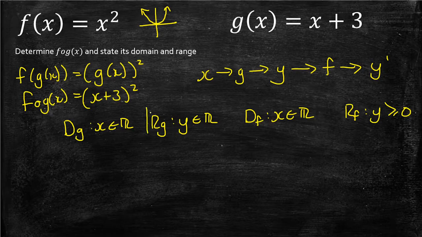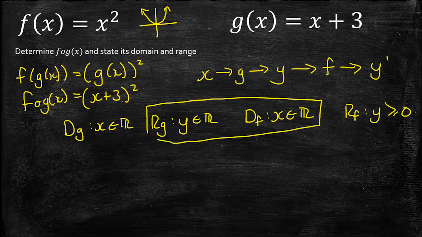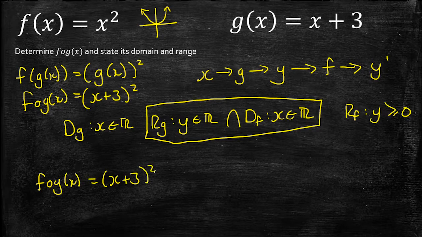Then we need to make sure that the output of g is going to match with the input of f. And in this case, when we're looking for the intersection, we can see that the output of g does match with the domain of f. So we don't actually need to change anything in that respect. So what we end up with is the composite function f of g of x is going to equal (x + 3) all squared.